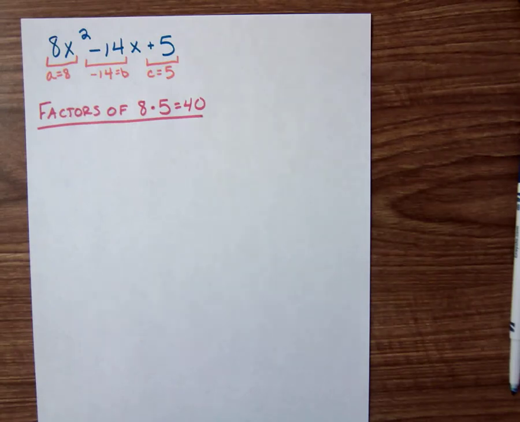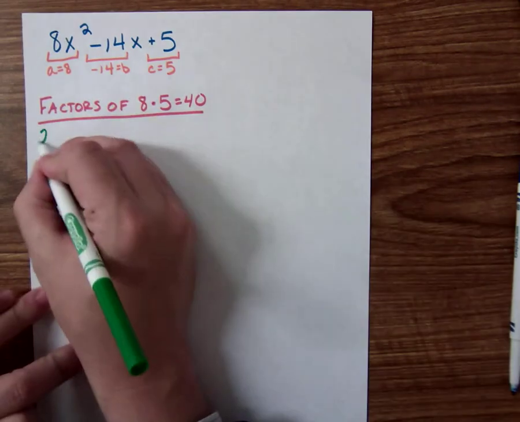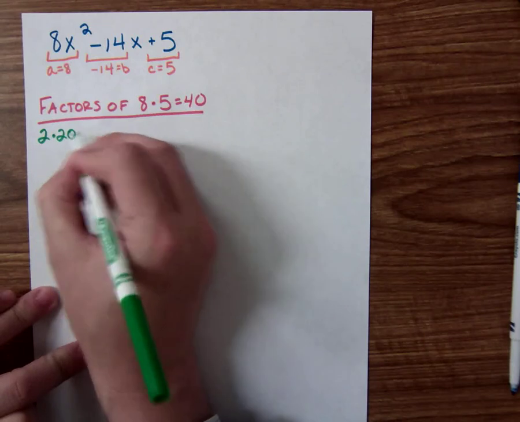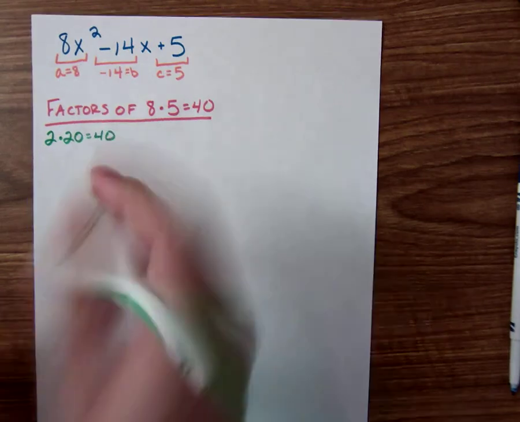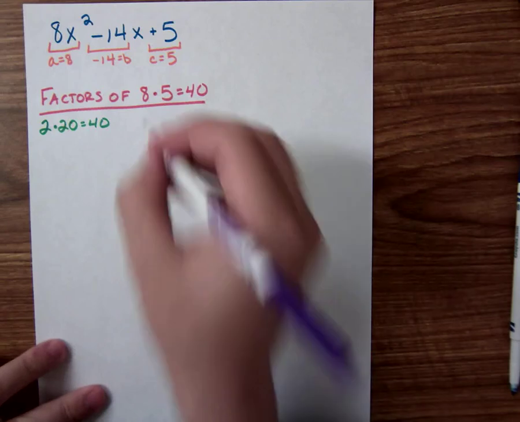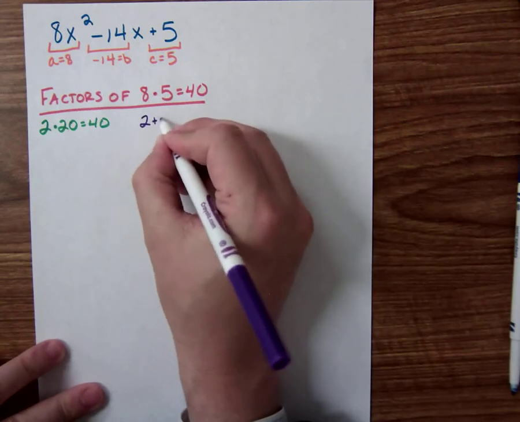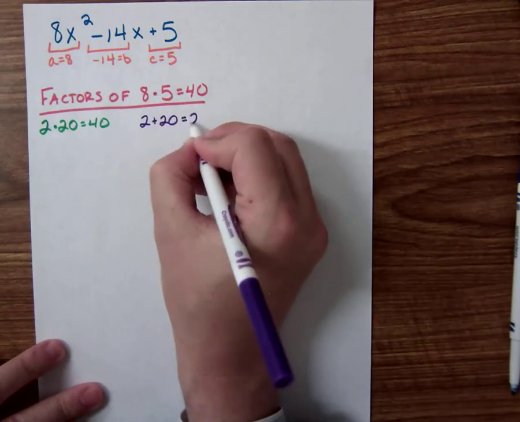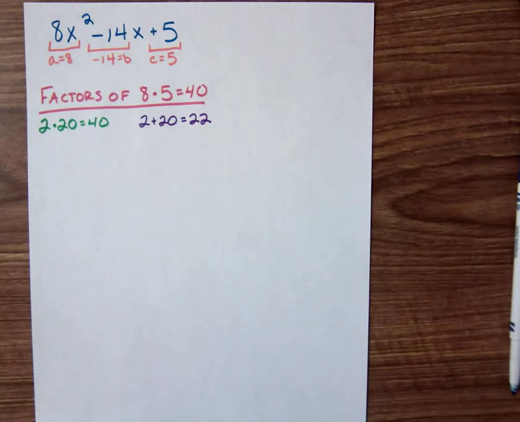All right. Any two factors of 40? 2 times 20. Great. What does their sum have to be? Their sum has to be 14. Or negative 14. Right, negative 14. So 2 and 20 does not equal negative 14. Okay, give me another one.